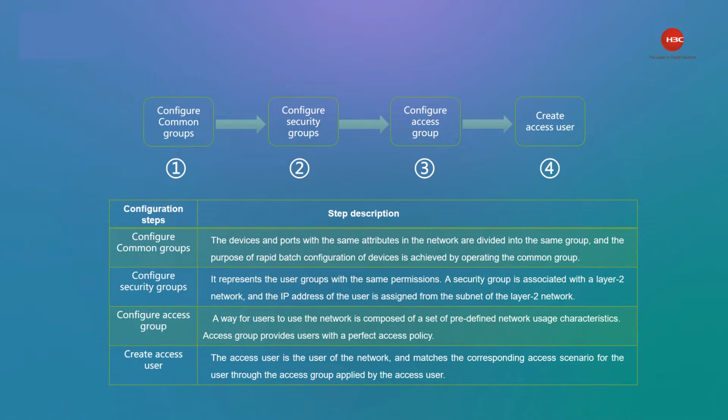Step 4. Create access users. Access users, that is, network users. The access users match the corresponding access scenario through the access groups applied by the access users, to meet the different authentication requirements.